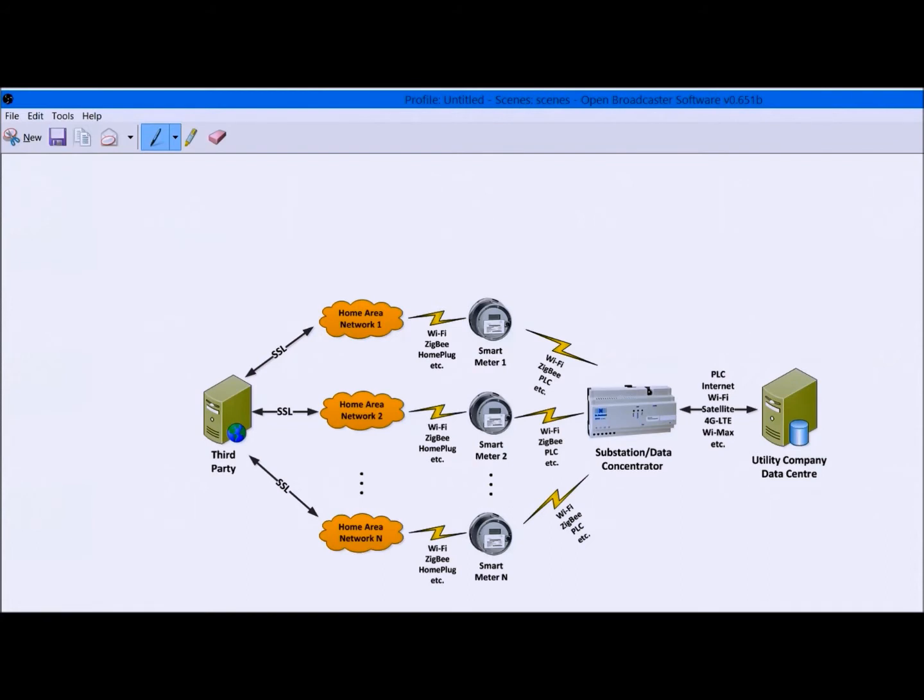To that end, they use Wi-Fi connections here, and here in the system to allow the smart meters, which allow for two-way communication, to speak to the substation data concentrator, which allows the data from multiple area networks to be concentrated and sent back to the utility company, again via Wi-Fi. Or they also use SSL connections here to talk to third-party companies.